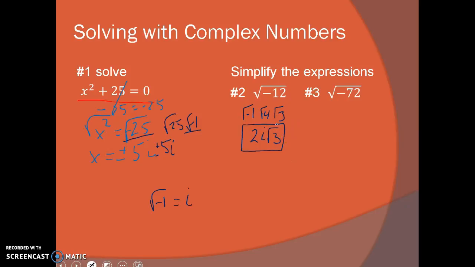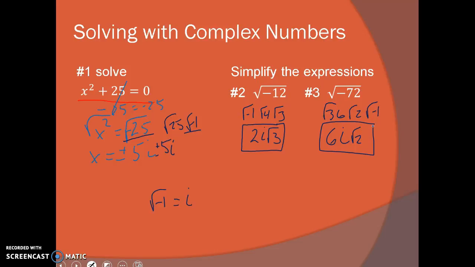If I do the same thing with the square root of negative 72, I know that that's the same thing as 36 times 2 times negative 1. And the reason I picked 36 is because that is a perfect square. The square root of 36 is just 6. The square root of negative 1 is i, and the square root of 2 I don't know. And so if I simplified the square root of negative 72, I would get 6i radical 2.